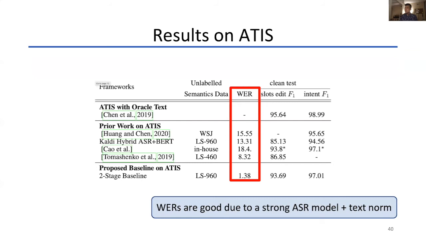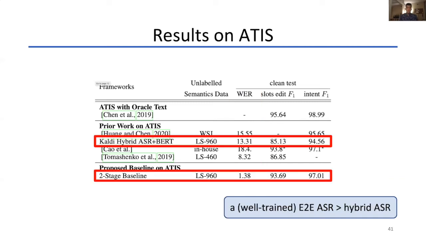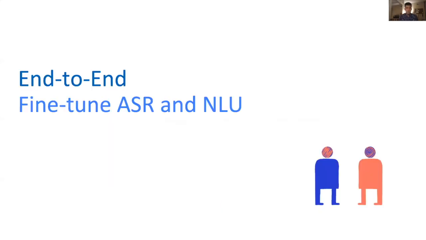For the results on ATIS, at the bottom row is our proposed two-stage baseline. We see that we have a pretty strong ASR model in comparison to prior work. And this is compared to a Kaldi ASR plus BERT system. We see that we are also outperforming them by a significant margin.